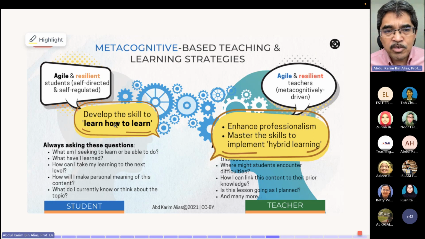So at the end of the day, the bottom line is the students, self-directed learners, will be able to develop the skill to learn how to learn. When this really happens, this is the ultimate thing that we want them to achieve. Because anyone who has the skill to learn how to learn, whenever they go, they will not only survive, but they will perform well and flourish. On the teacher side, if they are practicing metacognitive-based teaching, they'll become very professional, highly successful, highly regarded, highly respected educators.